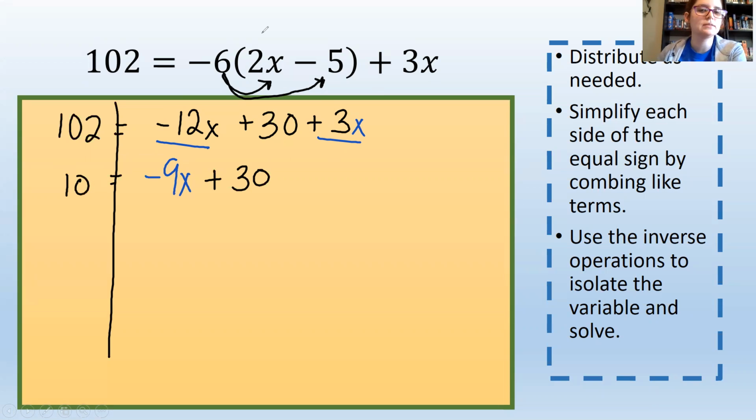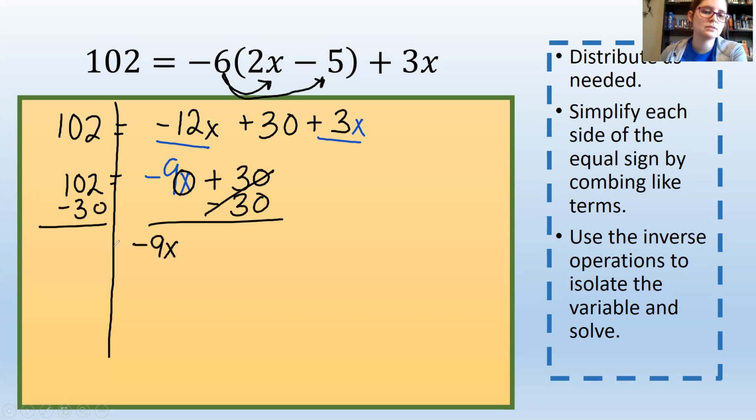Now it's time to isolate the variable. I'm going to undo my subtraction first, so subtract 30 from both sides. A positive 30 and a negative 30 cancel, so I have a negative 9x equals 102 minus 30 gives us 72. I'm going to divide both sides by negative 9 to undo my multiplication. X equals 9 goes into 72 8 times. A positive divided by a negative is a negative, so our answer is negative 8.